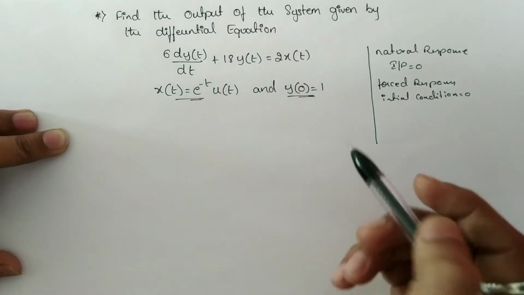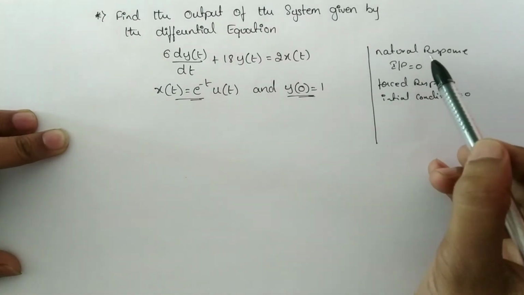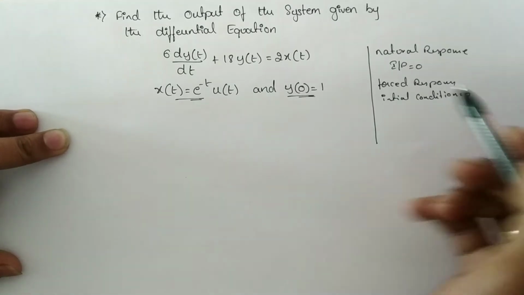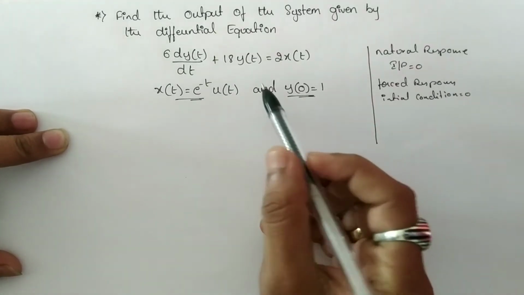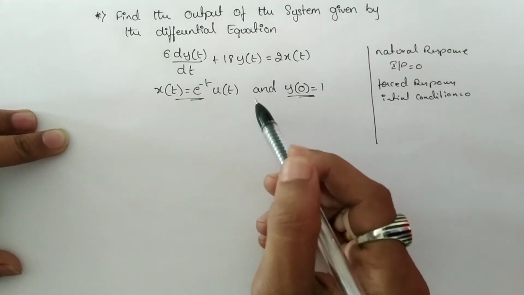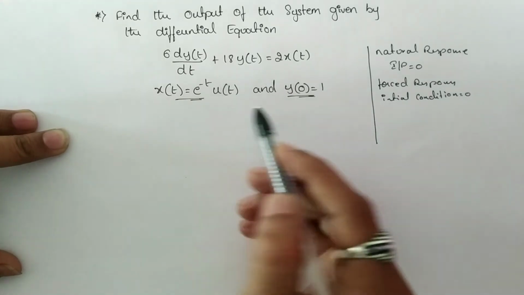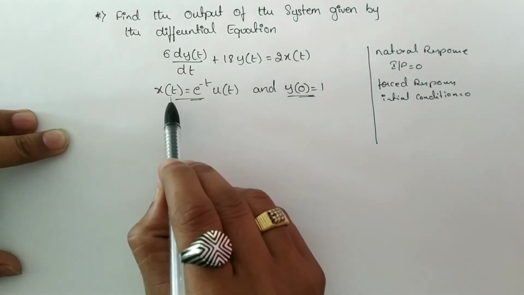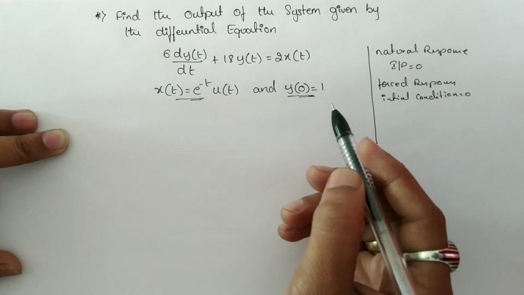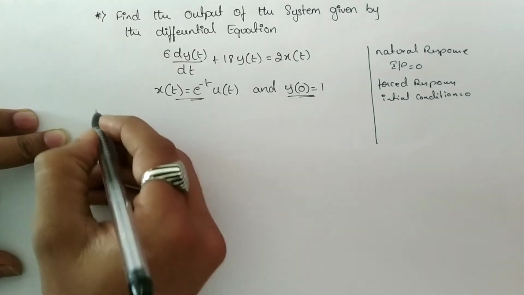In the previous video we discussed the natural response and the forced response, and in this video we are going to solve a problem on the total response, where it takes both input as well as the initial conditions into consideration. Let us solve this problem.